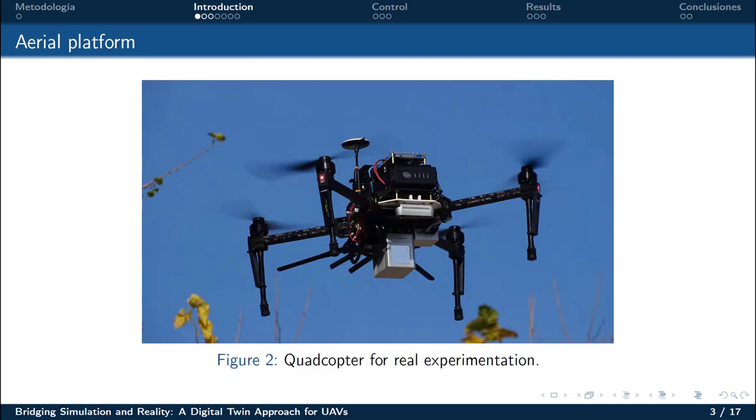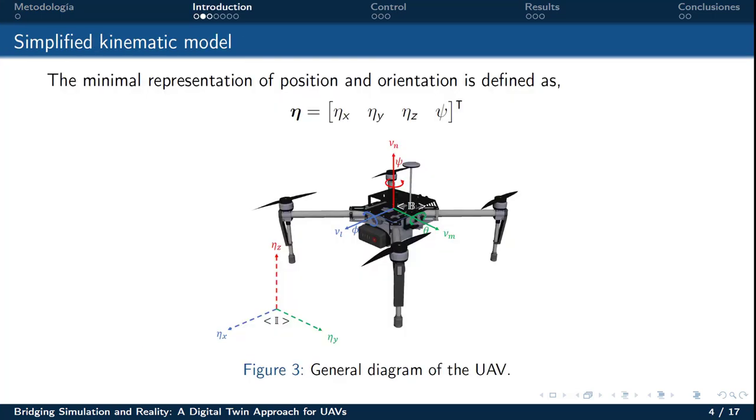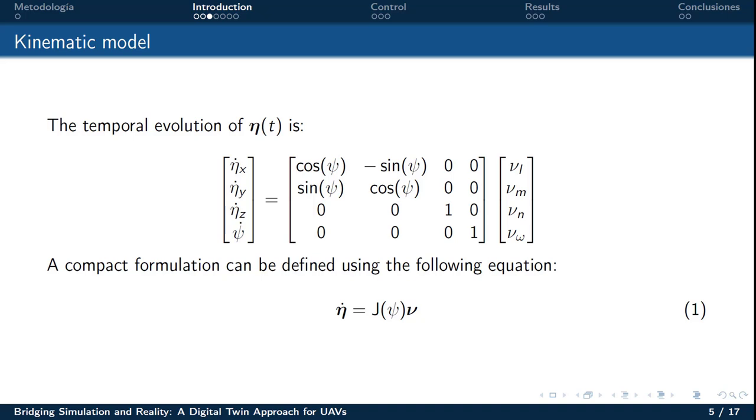The mathematical model is the core of our methodology. It describes how the UAV moves in space, kinematic model, and how its velocities change based on its internal dynamics and the environment, dynamic model. We simplified the kinematic model by excluding roll and pitch angles, as these are stabilized automatically by a low-level controller, allowing us to focus on horizontal motion control.